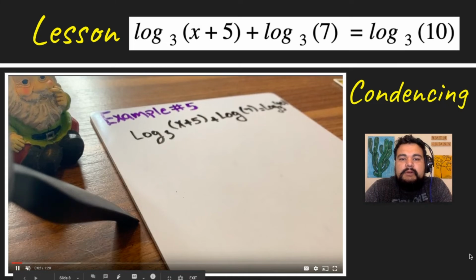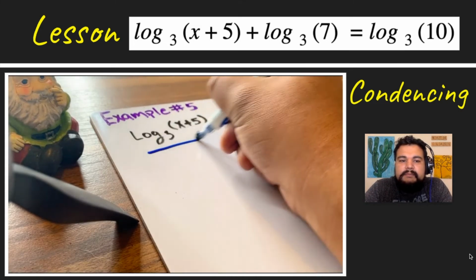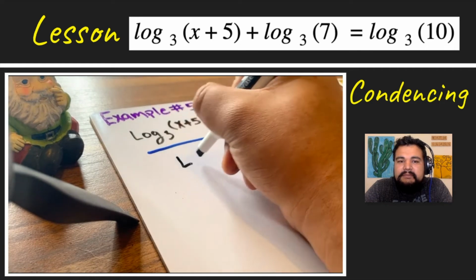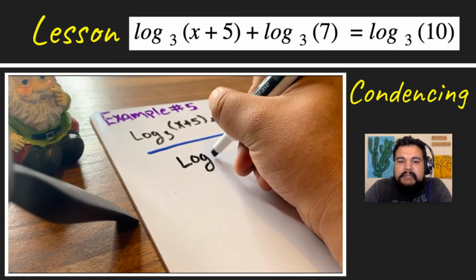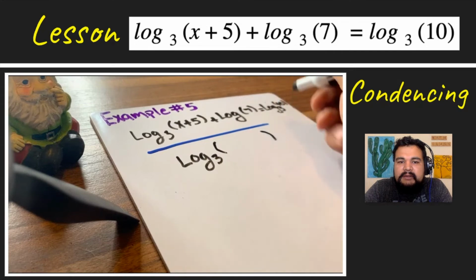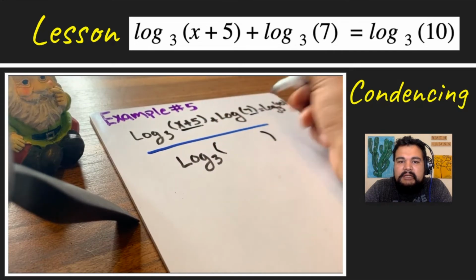Now, what happens when you have condensing? Okay, so first do condensing. I do notice I have an x plus 5 and a 7. So it's log base 3. And they should have been the same base. I forgot to write 3 in the top front. But see, that's going to multiply.